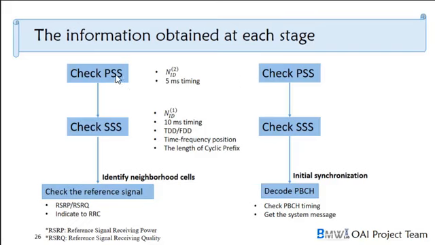And this is the information obtained at each stage. From the PSS, we will know these two. And if we check the SSS, we will know this information, like whether this is FDD or TDD. We also can know the length of the cyclic prefix. And this picture shows that first we check the PSS, then we check the SSS.